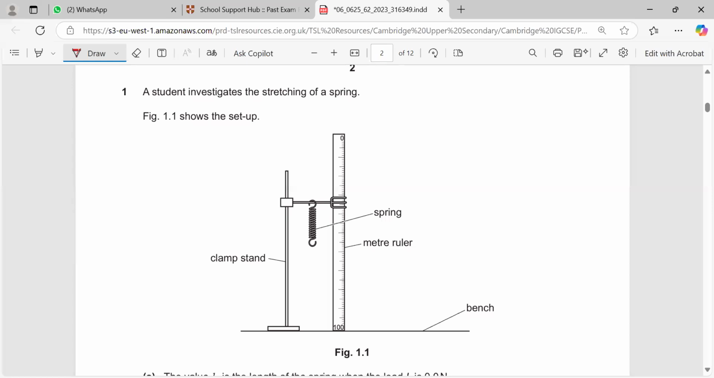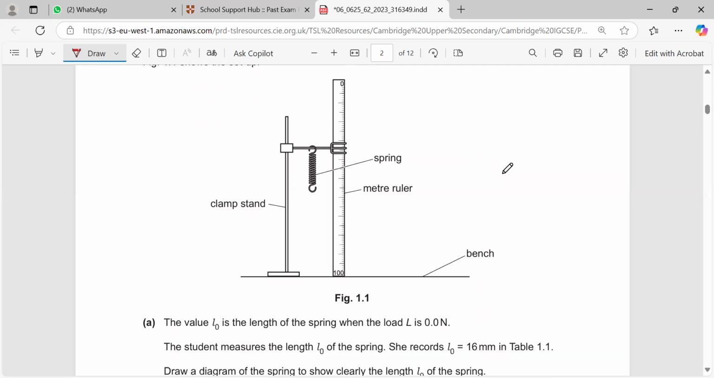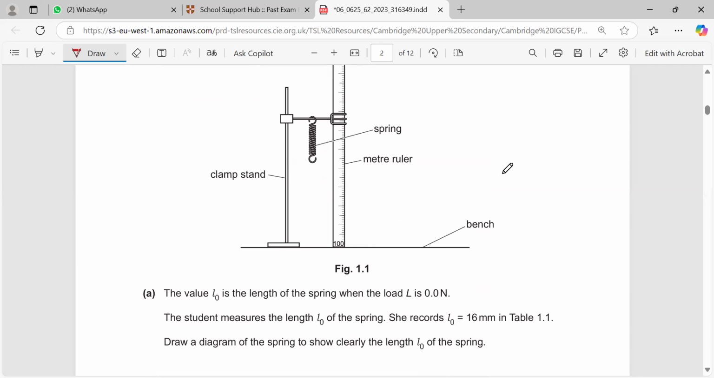Now, a student investigates the stretching of a spring. Figure 1.1 shows the setup. So you can see the ruler is there. The value L0 is the length of the spring when the load is 0. So this is the unstretched length, in other words, you can say the original length.